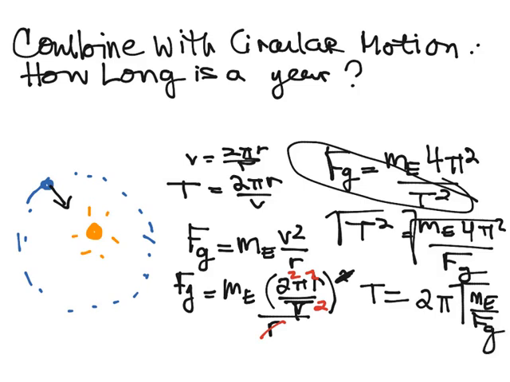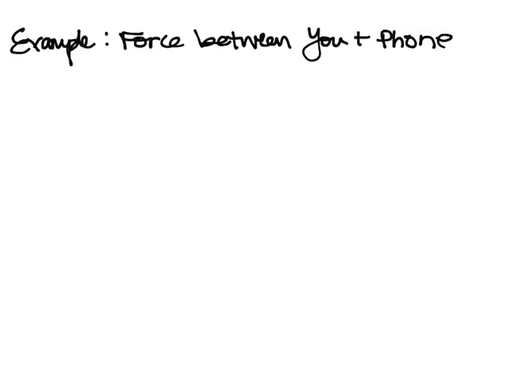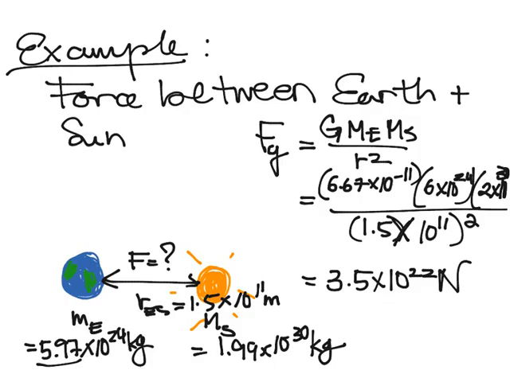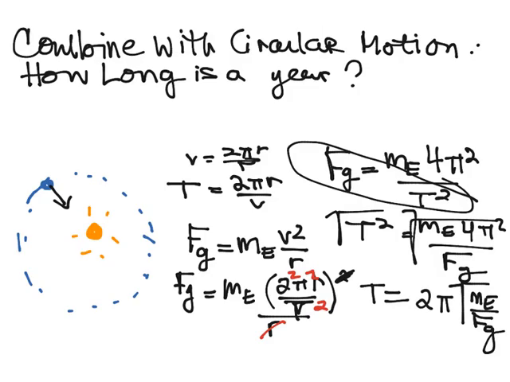Okay, so what I want you to do now is take that Fg we got from before, so that was 3.5 times 10 to the 22 newtons, and put that in, and I want you to see how many seconds are in a year. Okay, so go ahead and plug that into t. We will talk about the answer in our next video.